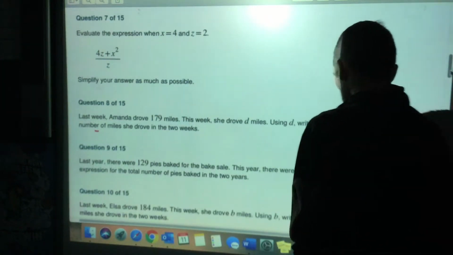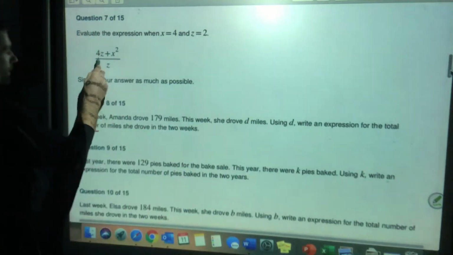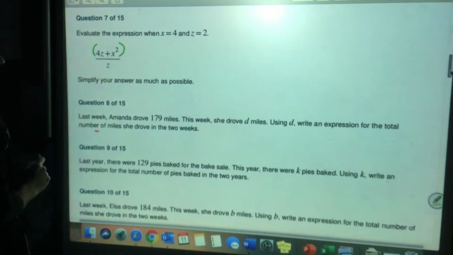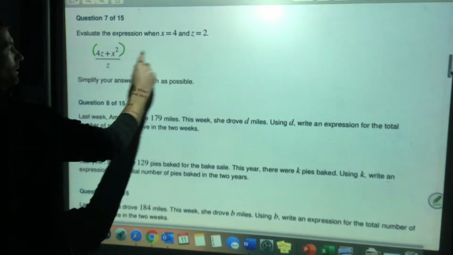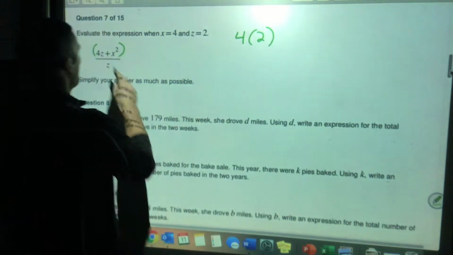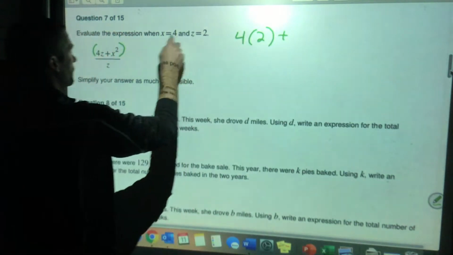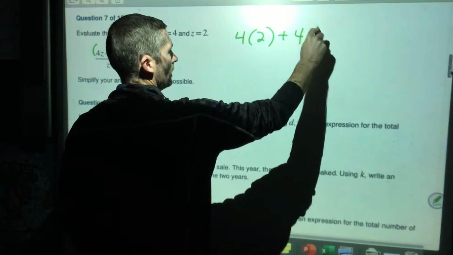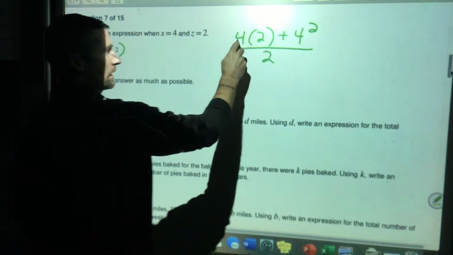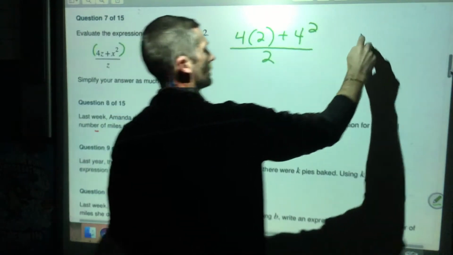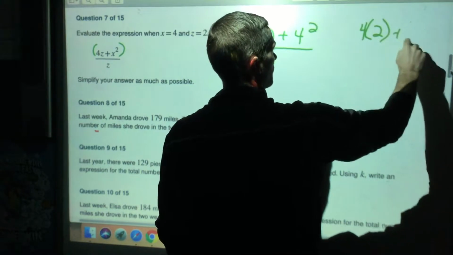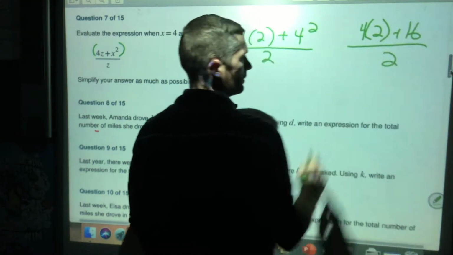One that's a little bit harder. We're going to do everything in the numerator before we get to the denominator. So we've got 4 z's, so we have 4 twos, plus x squared, 4 squared, and we're going to divide all that by 2 at the end. So order of operations, first my exponent, so 4 times 2 plus 16, and then at the end we're going to divide by 2.